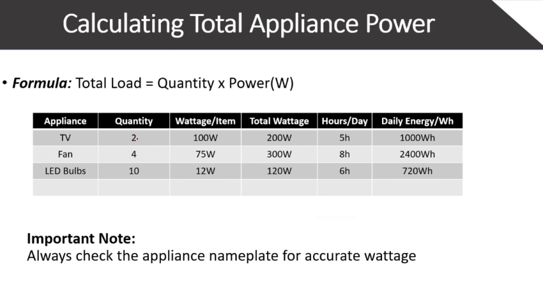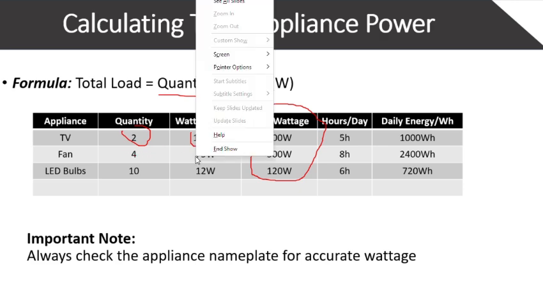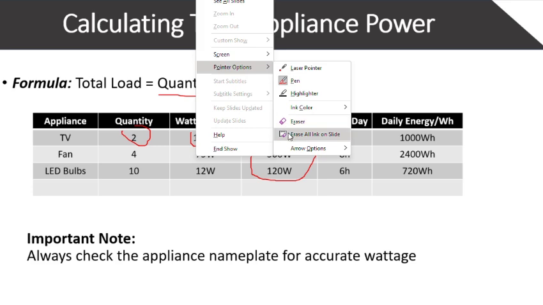And as you can see from this example, it is quantity multiplied by power. Now this is the column that we are trying to find, which is the total wattage. In order to find this, we multiply this one and this one. So you multiply your quantity times the wattage. You can either multiply the wattage times the quantity or the quantity times the wattage. It will still give you the same figure.